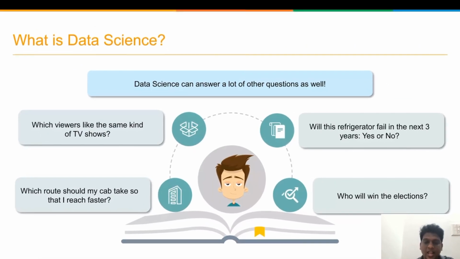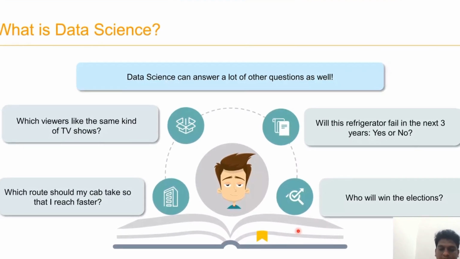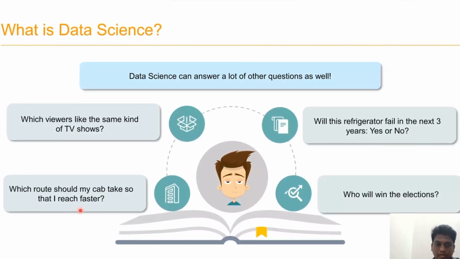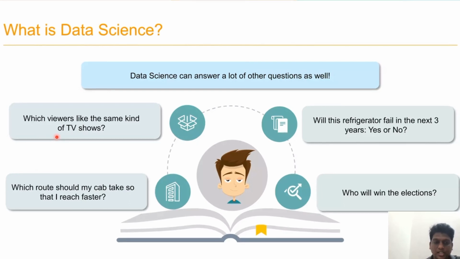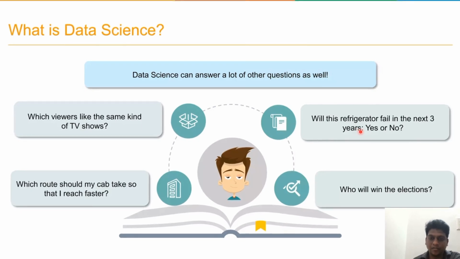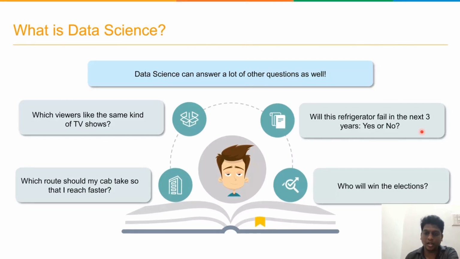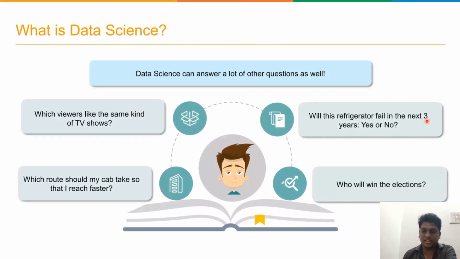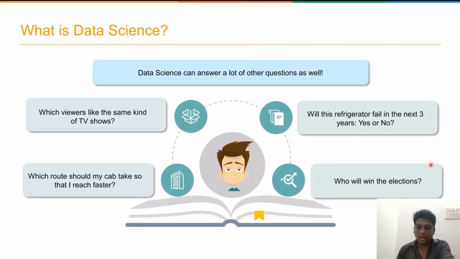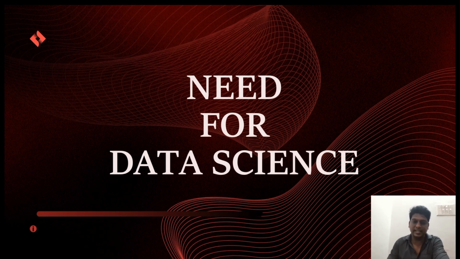Data science can answer a lot of questions apart from this. First, which route to choose when riding in a cab, so we can choose the fastest route, and which viewers are watching the same kind of TV shows. Third, if you are buying a refrigerator, whether it will work for the next 3 years, yes or no. Fourth, we can predict who can win the elections. Now let us see the need for data science.